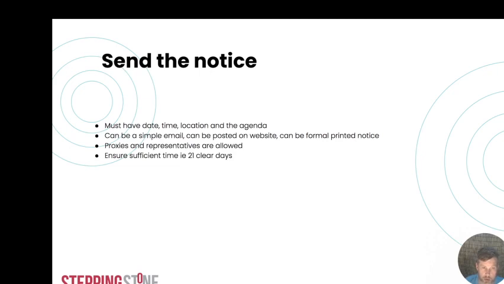Shareholders can appoint proxies and they can appoint representatives if they can't attend. Also, you can run things like the AGM virtually, so you might choose to include Zoom or Hangout, etc. details on that for people to come in. And we said it before, but ensure sufficient time, so 21 clear days, unless it's a longer period.